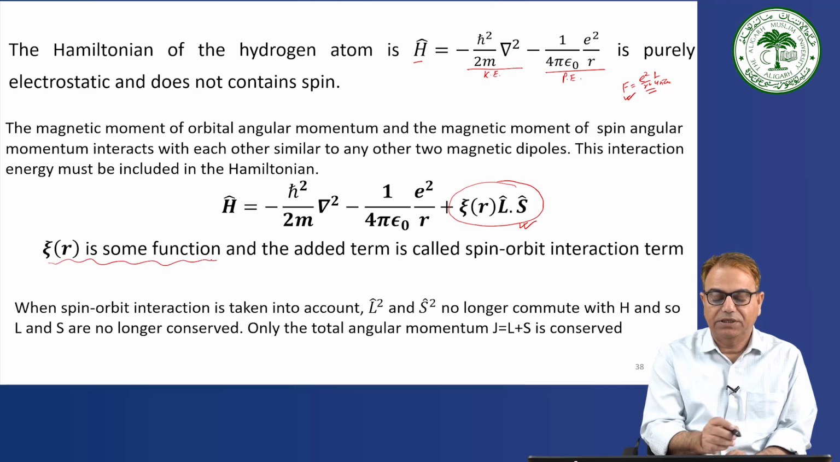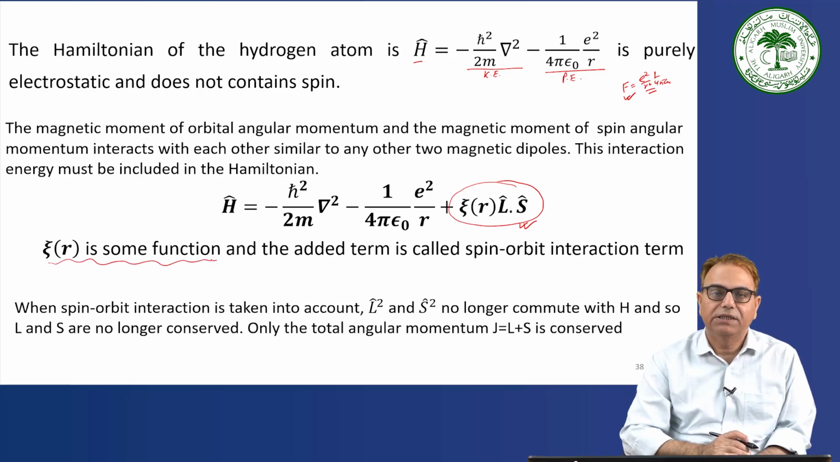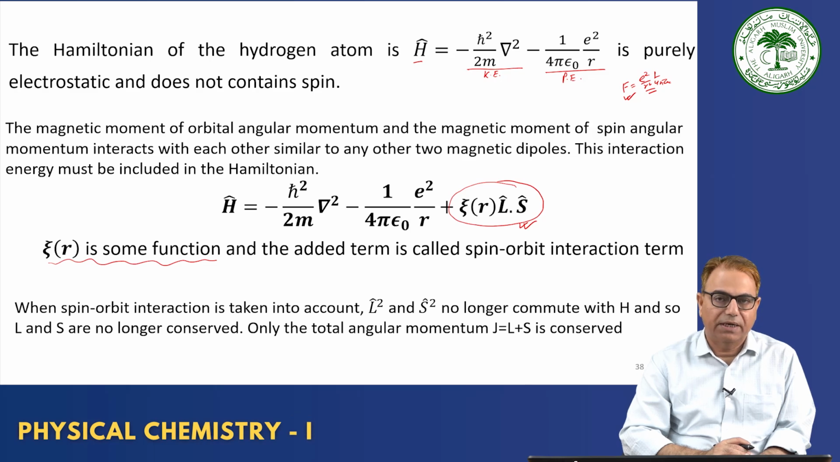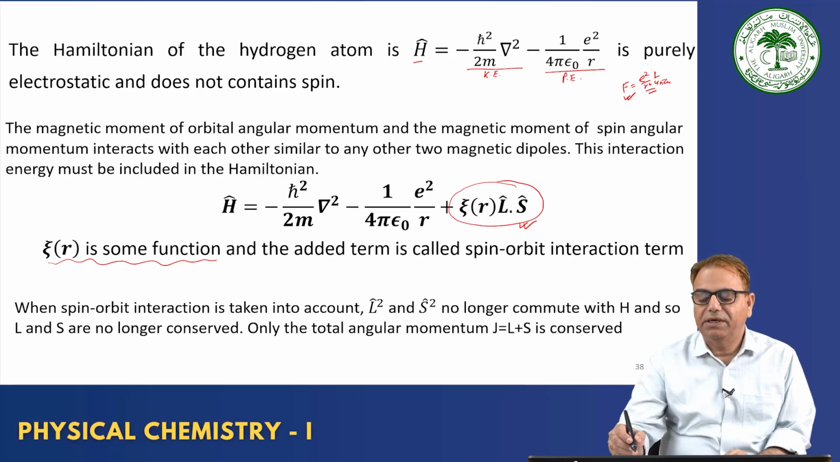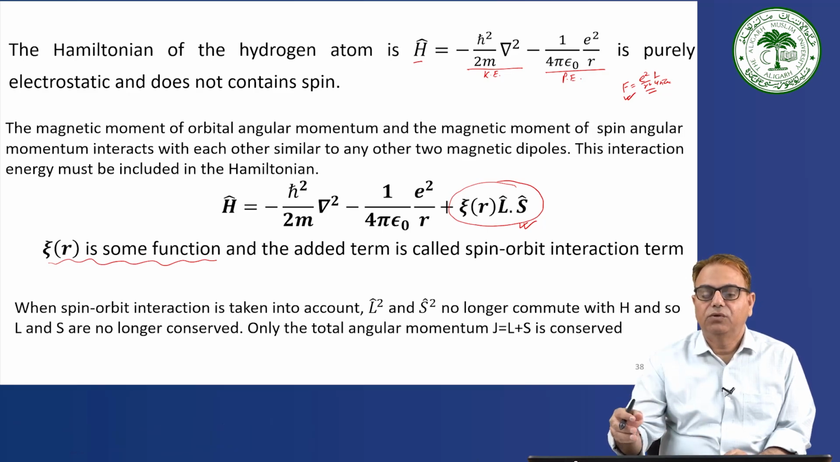If any one of you is interested, it is given in the problem section in McQuarrie's Quantum Chemistry. If you are interested in what this function is, go and see the problems there. I don't remember the problem number, but it is given in McQuarrie. But remember that we have added a new term to the Hamiltonian of the hydrogen atom.